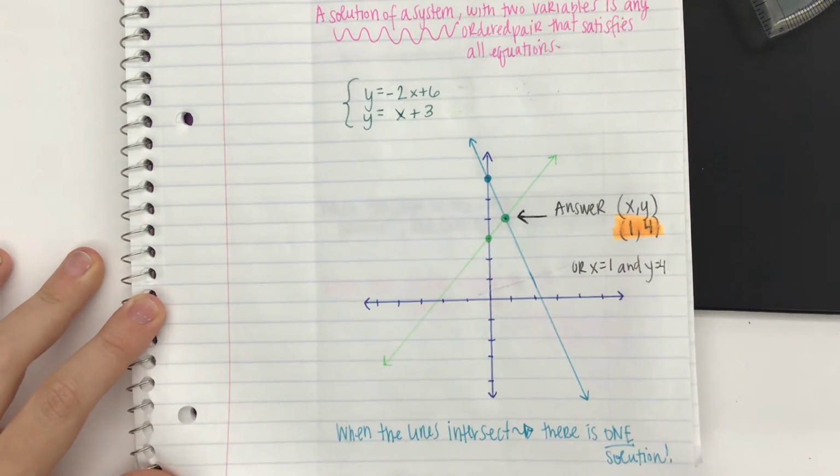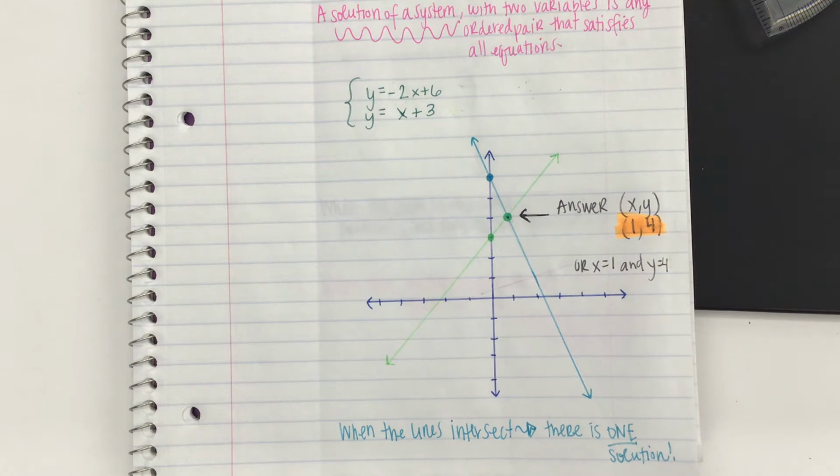So this is very important, what I just opened up. When the lines intersect, there is one solution. You have two things in that solution, but there's only one solution.